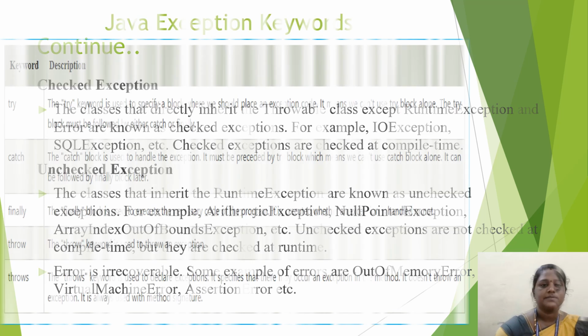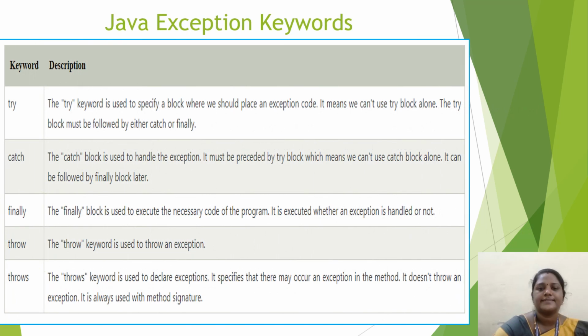Next is Java exception keywords. In exception handling in Java, five keywords are used: try, catch, finally, throw, and throws. First of all, what is try? The try is a keyword. It is used to specify the code that may cause exceptions in the try block. You cannot use the try block alone. It must be followed by a catch block or a finally block.